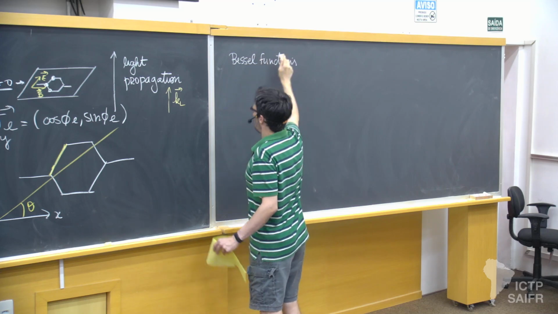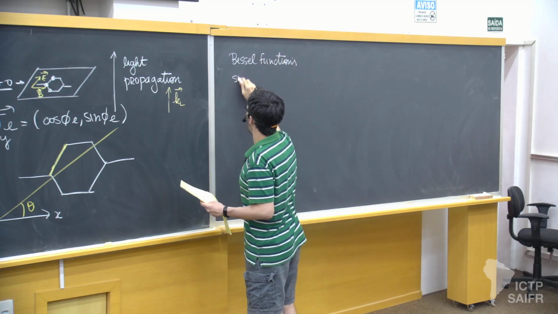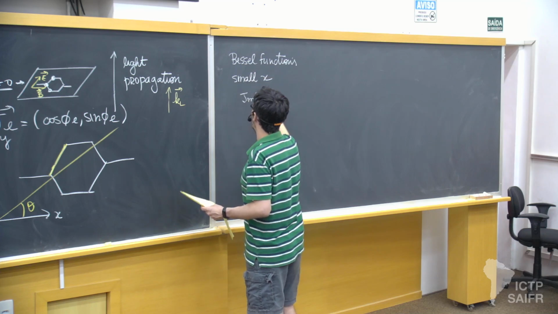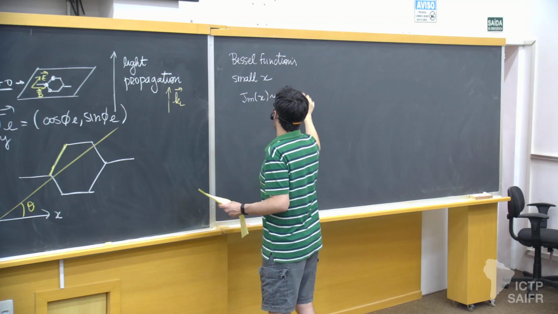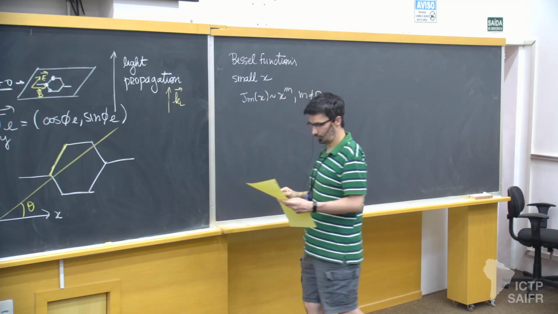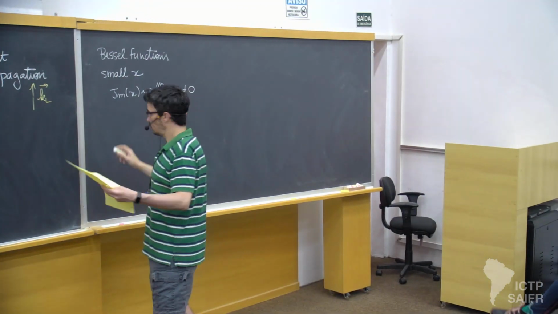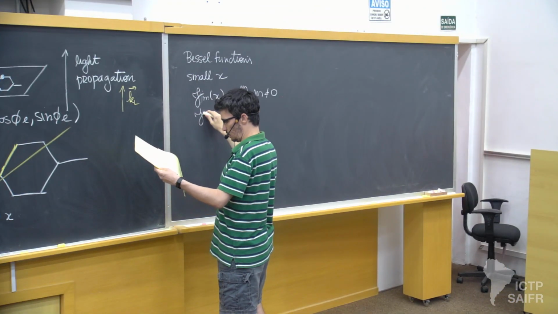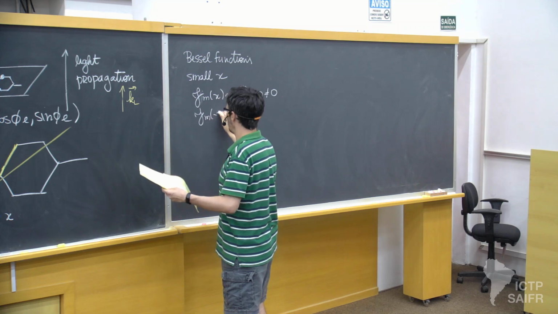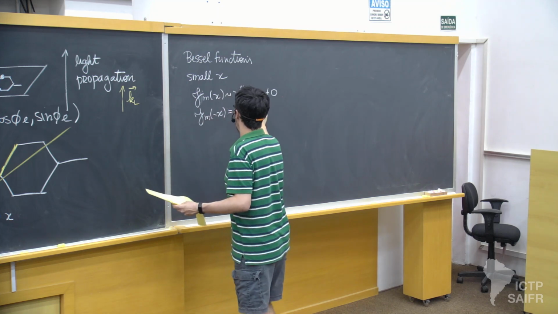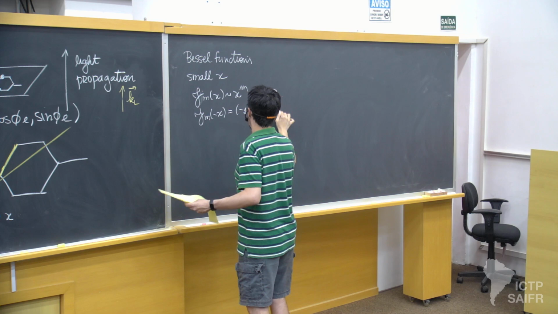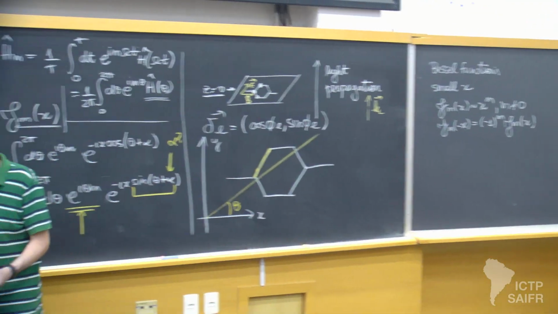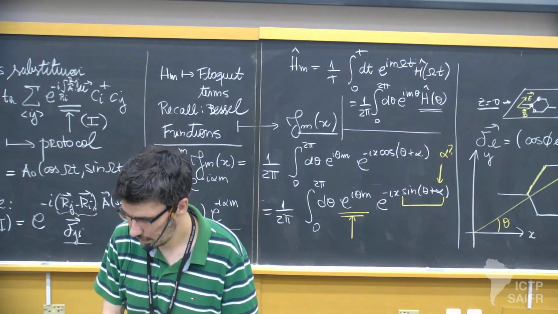So, as you may recall, for small x, Jm of x goes as x to the power m if m is not 0. And finally, Jm of minus x is minus 1 to the power m Jm of x. These are all the ingredients that you need to know to do this calculation. And now I will go to the results that we get by doing that.